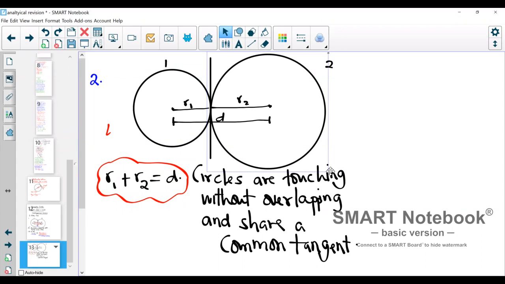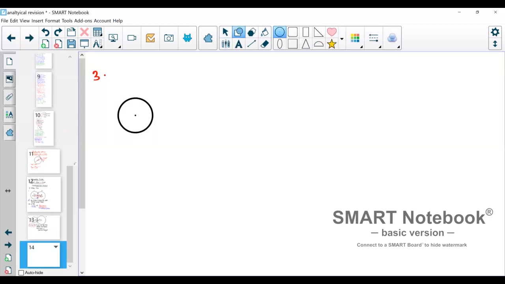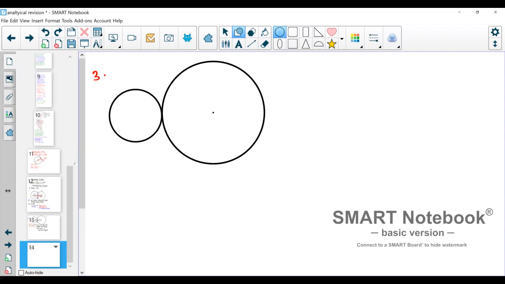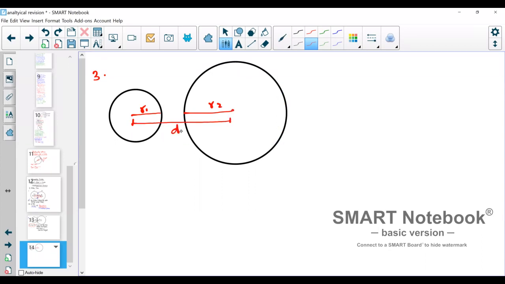Okay, now case number three. Look at these two circles. R1, R2, D. Do you notice R1 plus R2 is now less than D? Because there's a space here, a void that we're not taking care of. So that means D is longer because of that space. Here, circles don't touch each other.